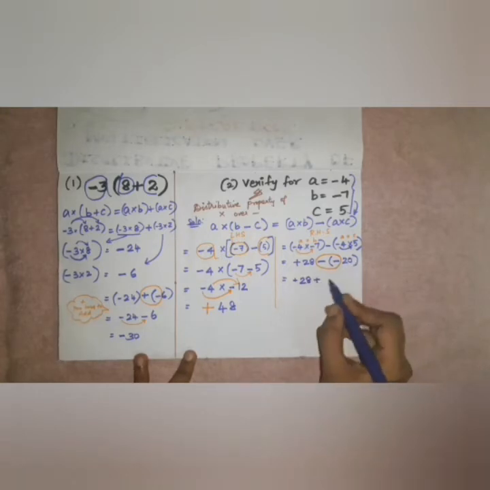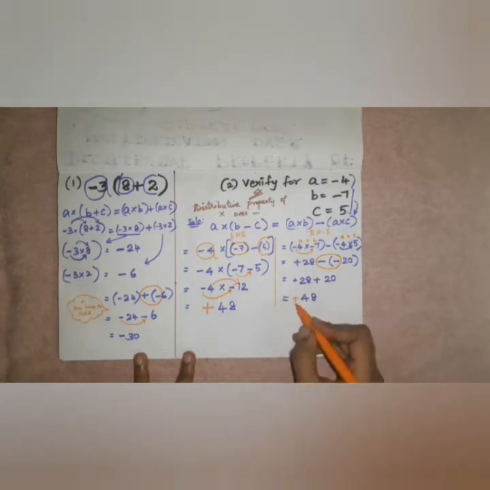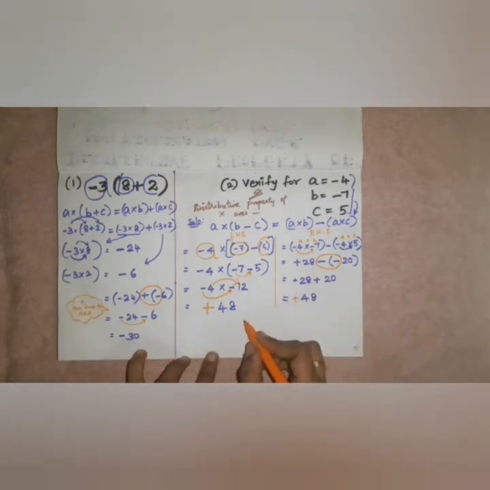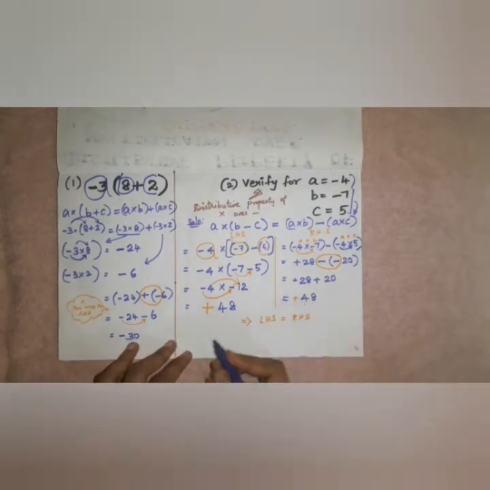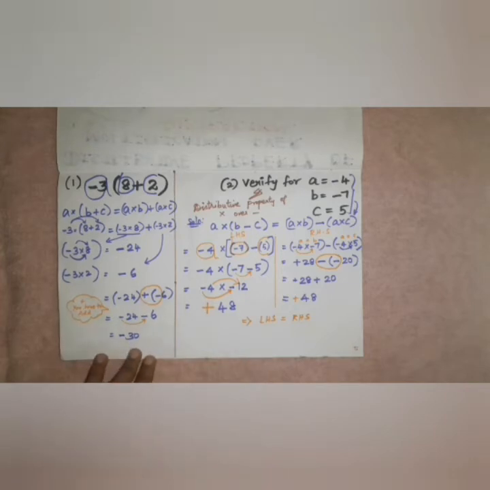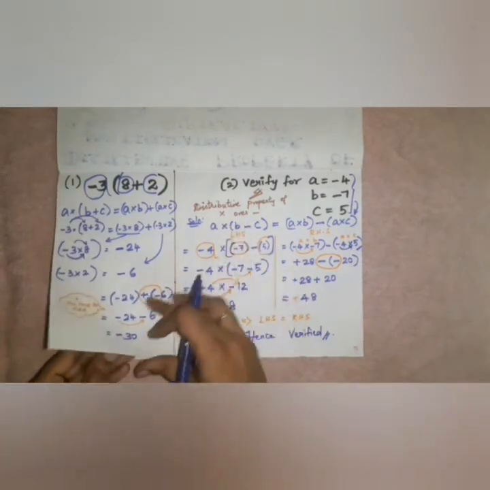Why is it plus? Both are like signs, minus minus, so positive, just like addition. So it's plus 48. So my LHS gives 48, equal to RHS, the same 48. So finally we write: hence verified. The distributive property of multiplication over subtraction is verified.